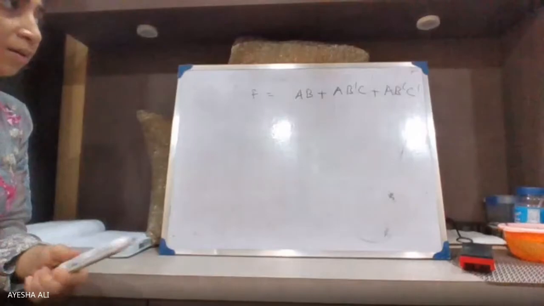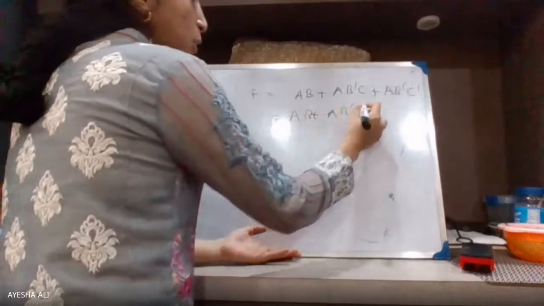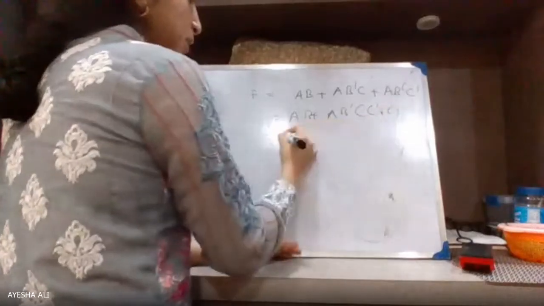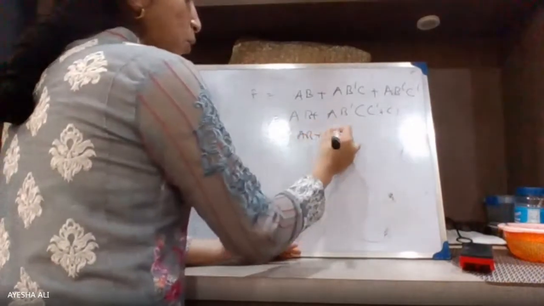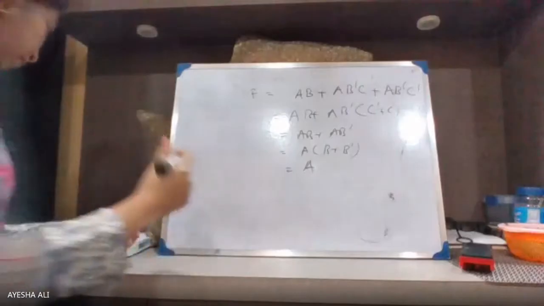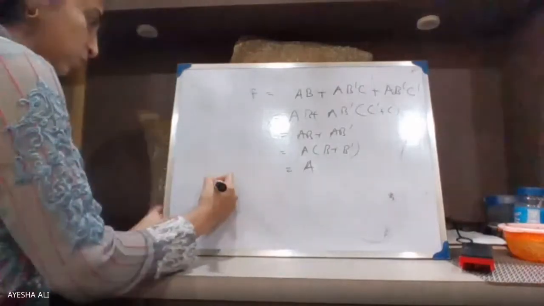First you will take AB complement as common. AB plus AB complement as common. That will be 1. C plus C complement is 1. Then AB plus AB complement, from here we take A common, A into B plus B complement, which gives A. Very nice. One more, the last one for the day.